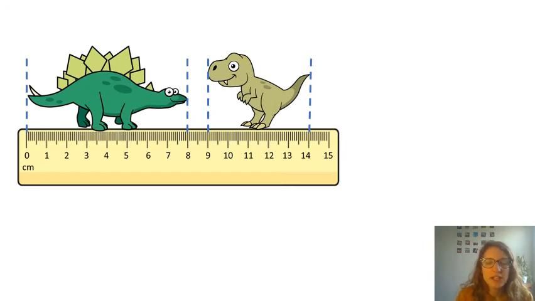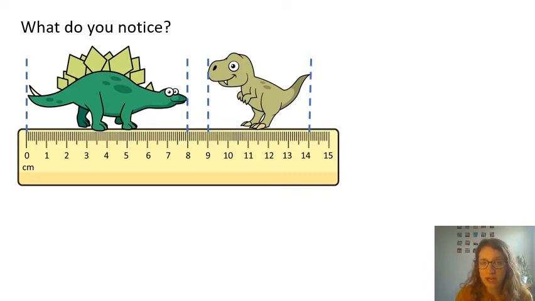Okay, we have 2 dinosaurs here. There's a Stegosaurus and a T-Rex. I'm very sorry if I've got those wrong. Not very good with my dinosaur names. Okay, but we're going to call it a Stegosaurus and a T-Rex for now. Okay, I want you to have a look at them. And can you see what you notice? So can you tell me how long each of the dinosaurs are? And can you tell me which one is longest? So have a think, pause the video, and you can press play when you're ready.